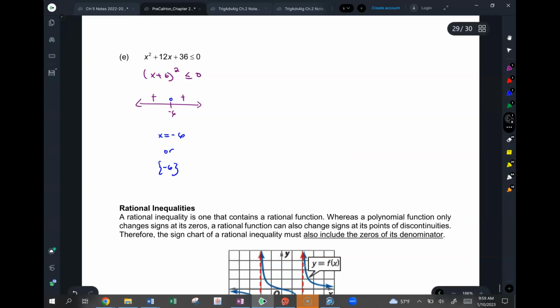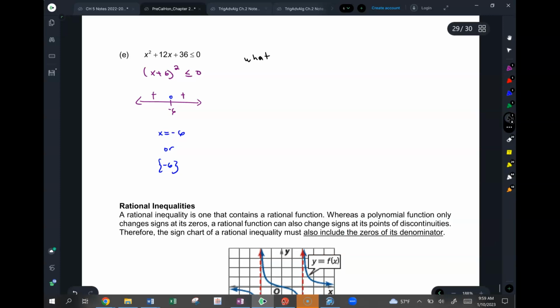So what if I had the same function and now I wanted it to be less than 0? Then that would be what? No solution. And then if I had the same function and now I just wanted it to be greater than 0, not equal to 0, then it would also be no solution.